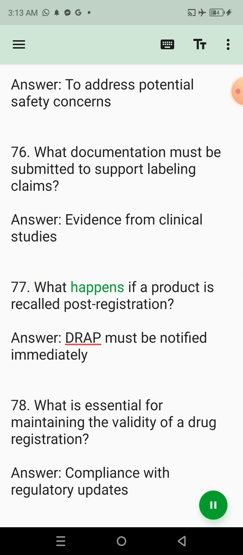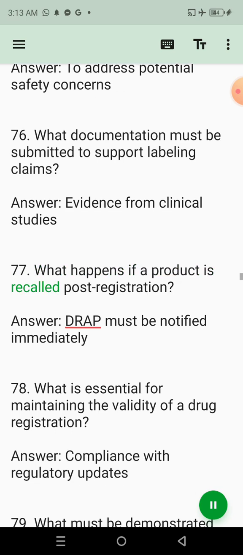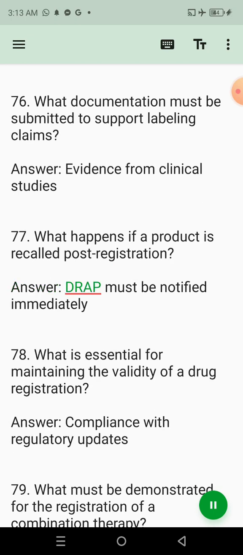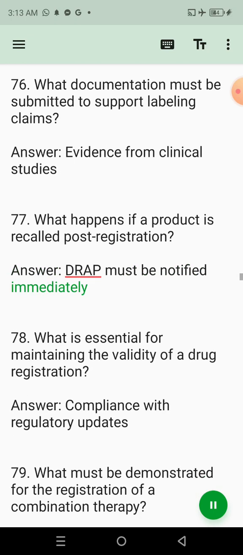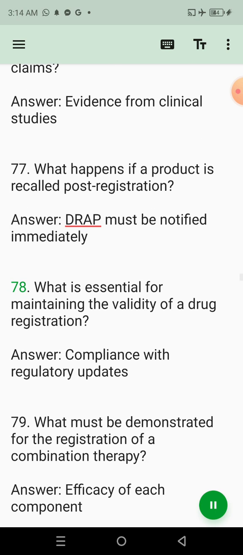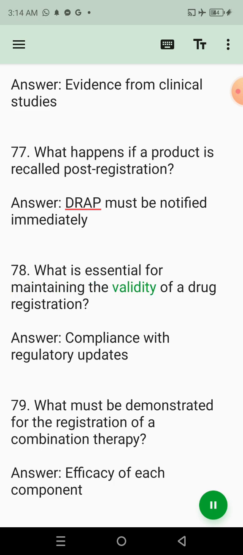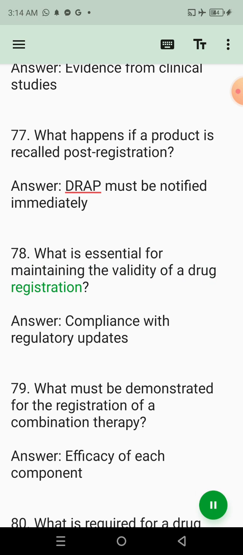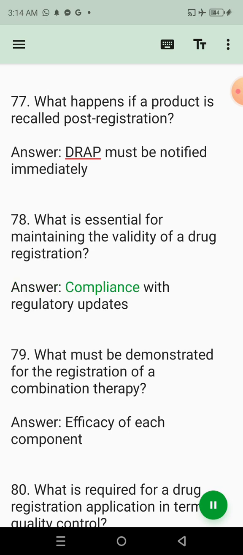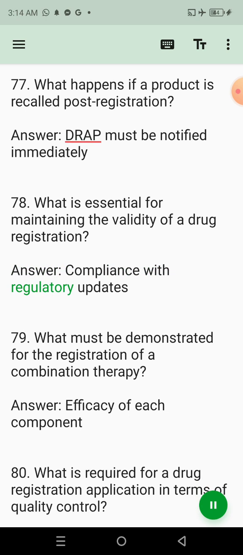77. What happens if a product is recalled post-registration? Answer: DRAP must be notified immediately. 78. What is essential for maintaining the validity of a drug registration? Answer: Compliance with regulatory updates.